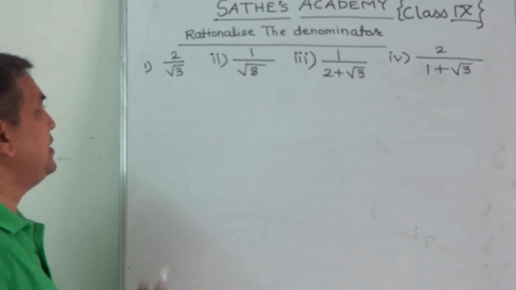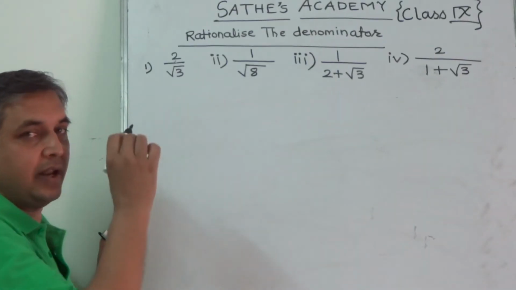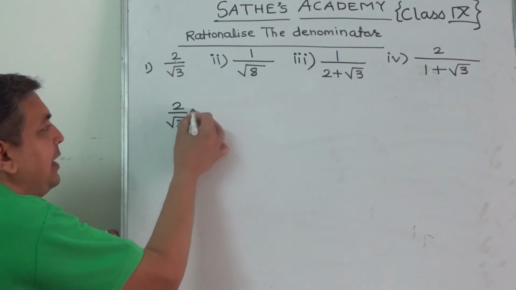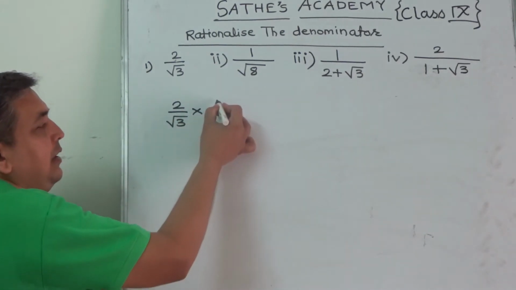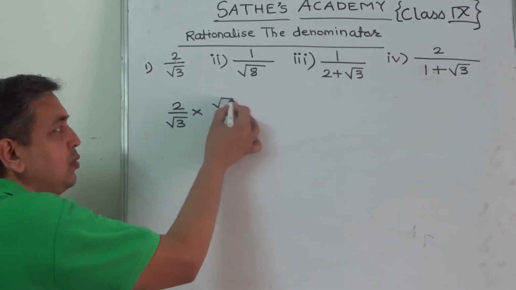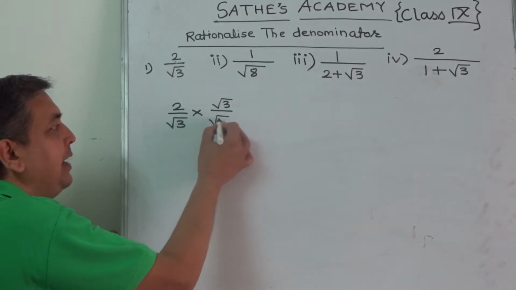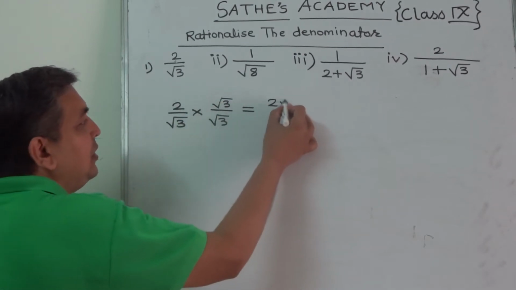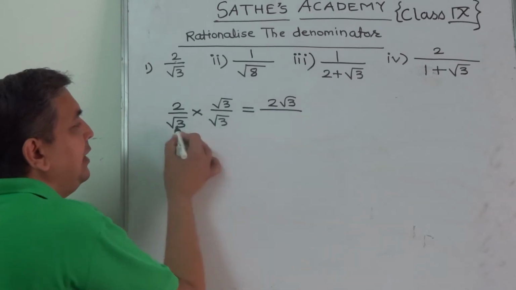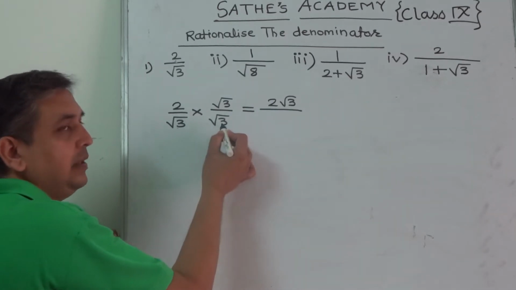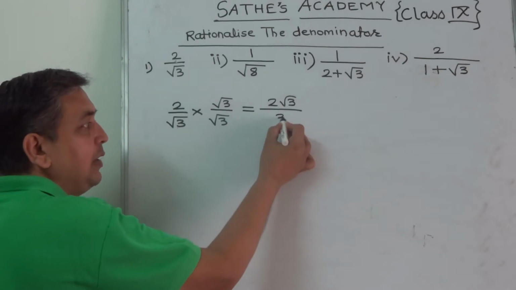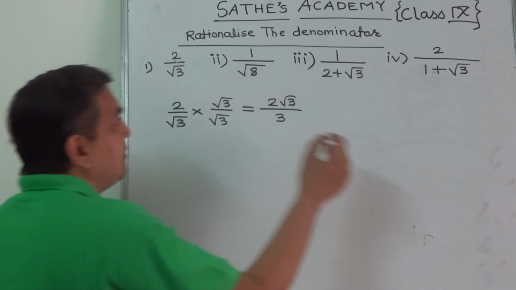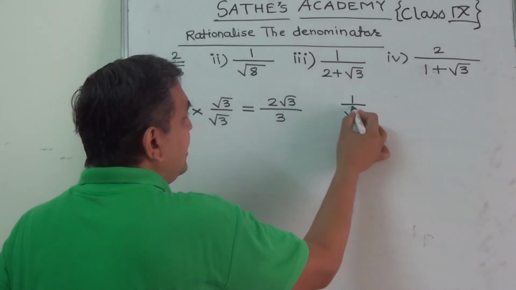In the first question we see that the denominator is root 3, which is an irrational number. So this 2 by root 3, we multiply by root 3 in the numerator as well as the denominator. So we multiply and divide by root 3 and we get the numerator as 2 root 3 and the denominator as root 3 into root 3, that is root 3 square, which is equal to 3. So the denominator gets rationalized.